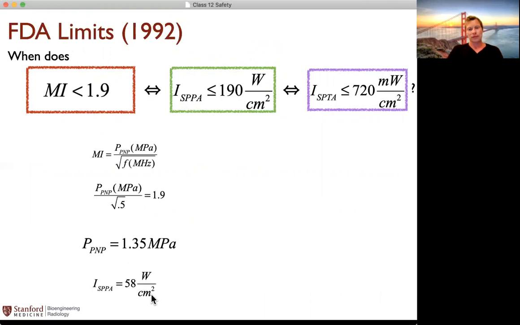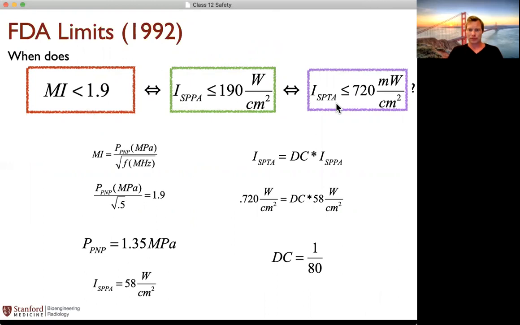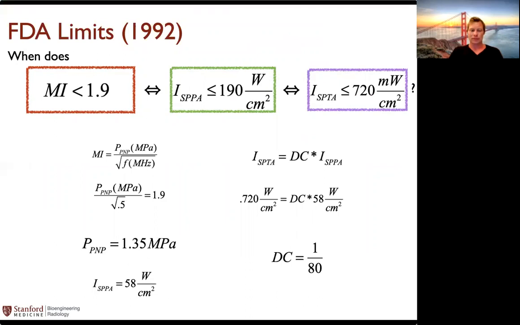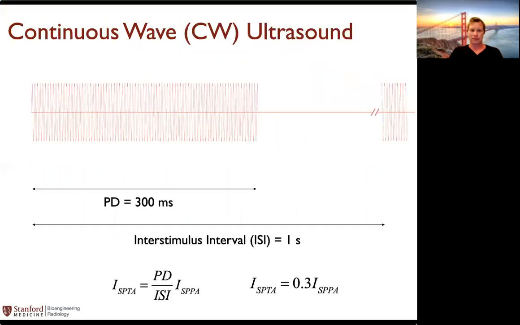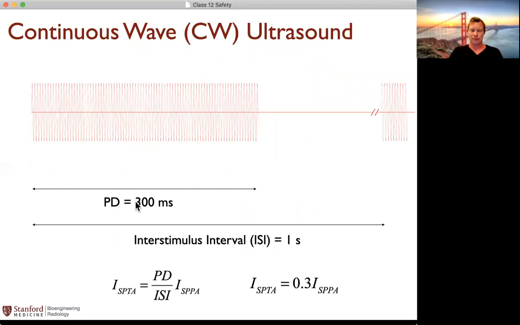And then I said, well, in order to maximize ISPTA, with that pressure, what would our duty cycle have to be? Remember that the ISPTA is equal to the duty cycle times the ISPPA, right? So what does the duty cycle have to be so that we can stay under the ISPTA limit with that ISPPA? It turns out the duty cycle has to be 1/80, which is a very small number. Usually we have duty cycles like 0.3.